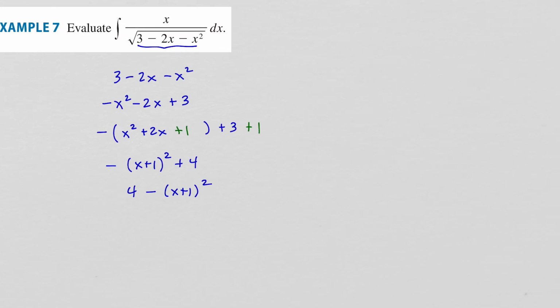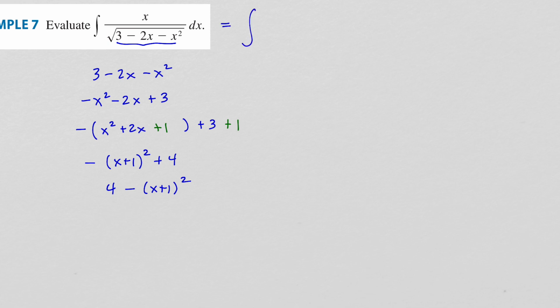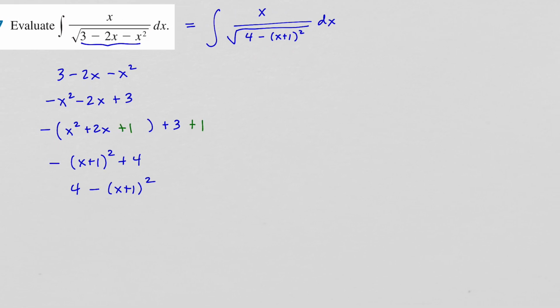So what does that mean? Well, it means that our original integral now can be rewritten with the radical on the bottom having this expression on the inside instead of the original expression. And this allows us to use a trig substitution. So what I can do here is I can let x plus 1 be equal to 2 sine of theta. And then if I take the derivative, dx will be 2 cosine of theta d theta.